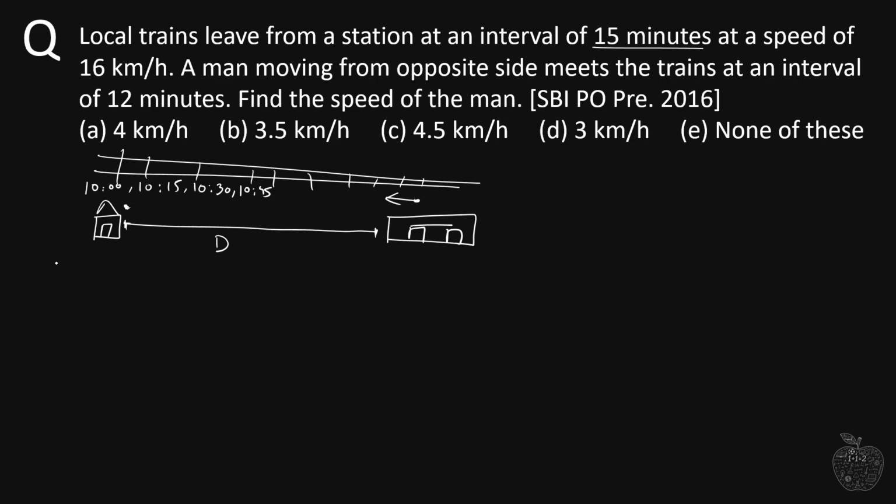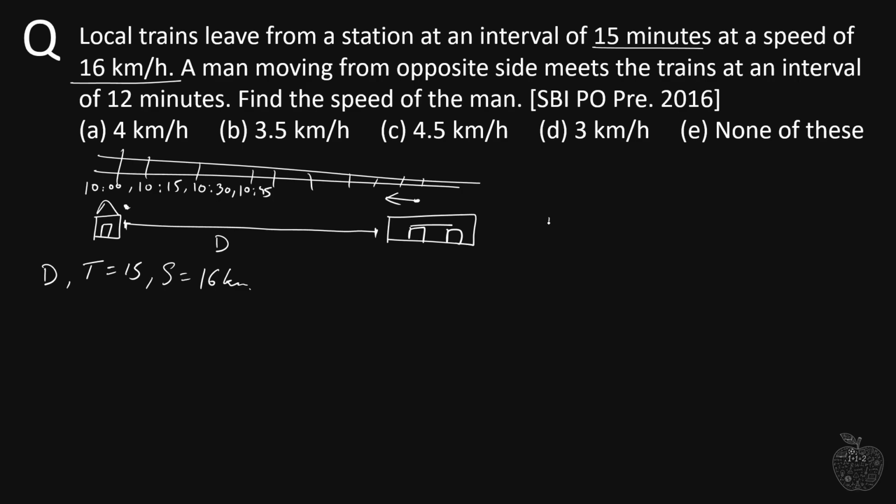Now for you, the train is traveling this distance d in time t, which is 15 minutes, because the train is coming to your home every 15 minutes. So for you, the train is traveling this distance every 15 minutes with some speed. Speed is given to us: the speed of the train is 16 kilometers per hour. So this is the first scenario.